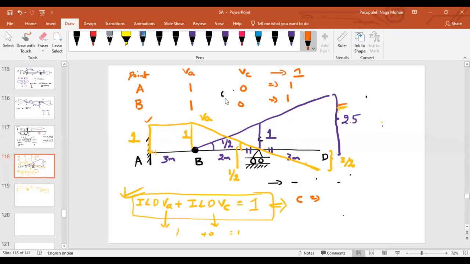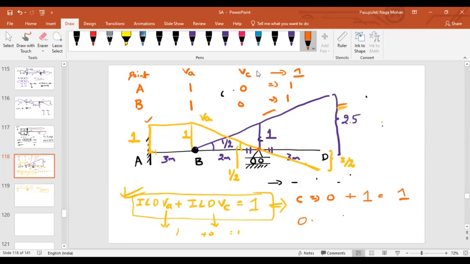Look at point C. What is the ordinate for VA? It is 0. What is the ordinate for VC? The ordinate for VC is 1. That will be equal to 1.